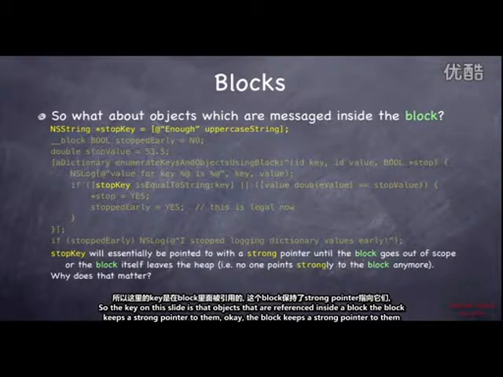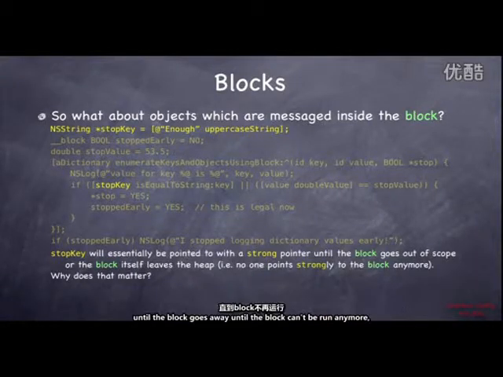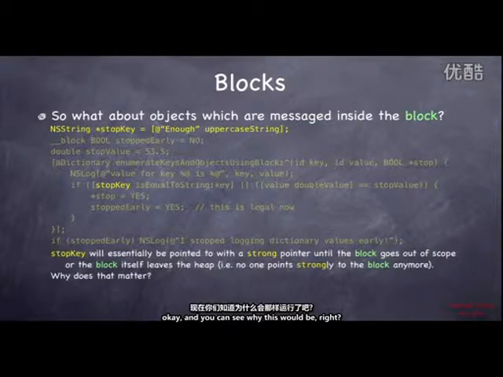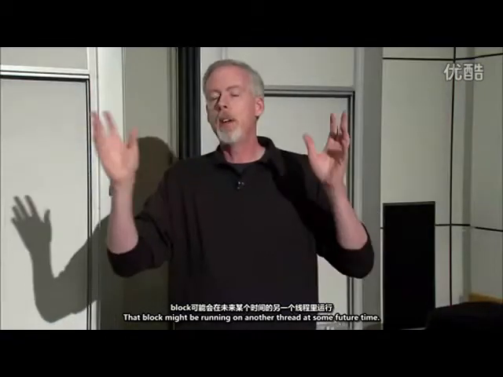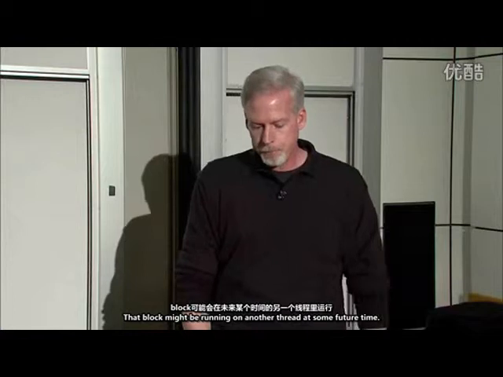So the key on this slide is that for objects that are referenced inside a block, the block keeps a strong pointer to them. Okay? The block keeps a strong pointer to them until the block goes away, until the block can't be run anymore. Okay? And you can see why this would be, right? That block might be running on another thread at some future time.